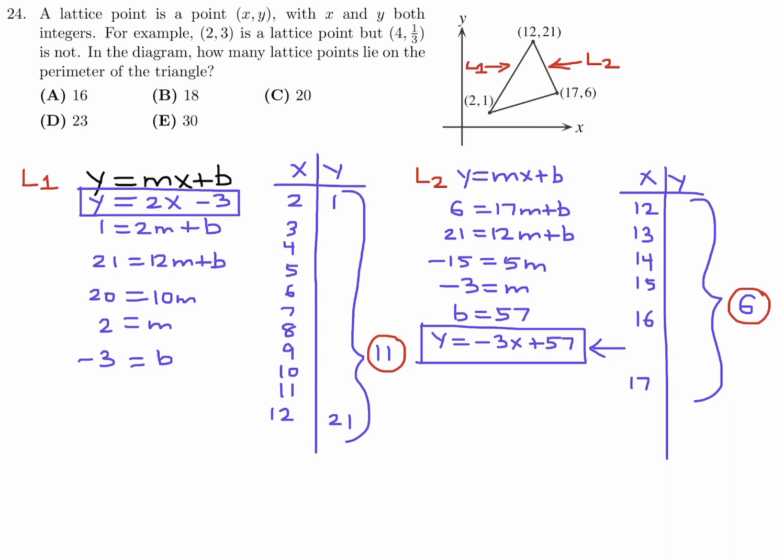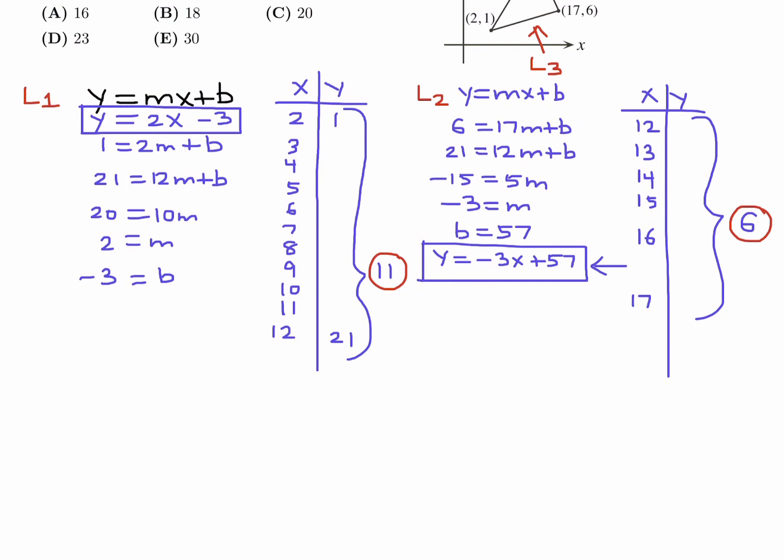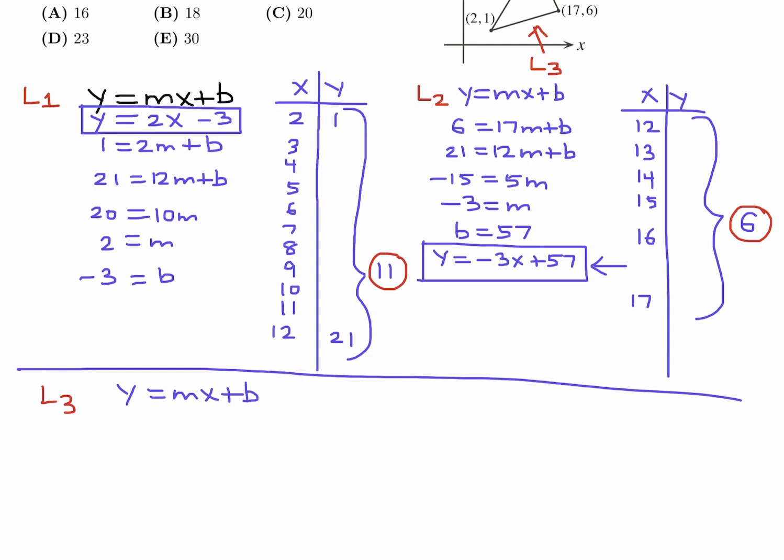6 lattice points, basically. So now finally we turn our attention to the last one, which I will call L3. And in a very similar way, we'll figure that one out. L3, we can use the points 2, 1, and 17, 6 to figure out that equation. And as always, y is equal to mx plus b. And therefore, if we're using 2, 1, it becomes 1 is equal to 2m plus b. And if we're using 17, 6, it becomes 6 is equal to 17m plus b.